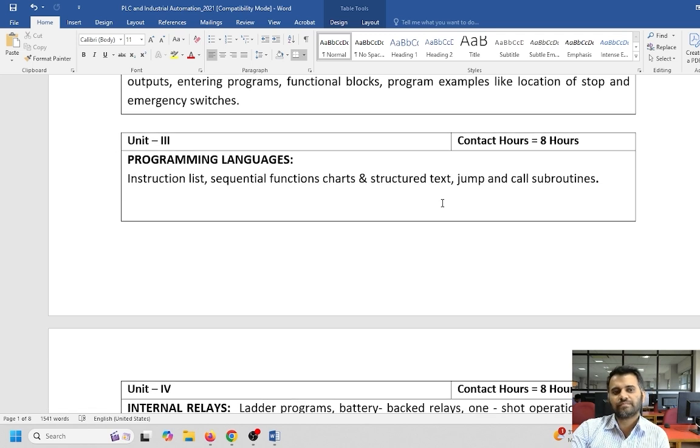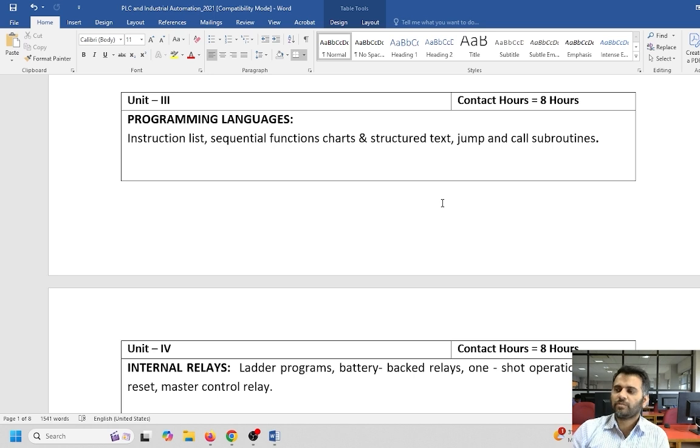Then the programming examples will be taken up, like the location of start and stop switches for a safe and unsafe PLC system. In unit 3 we have programming languages again, wherein we will study in detail the instruction list, then the different sequential functional charts associated with different operational functionalities, then the structured text and jump and subroutine calls.